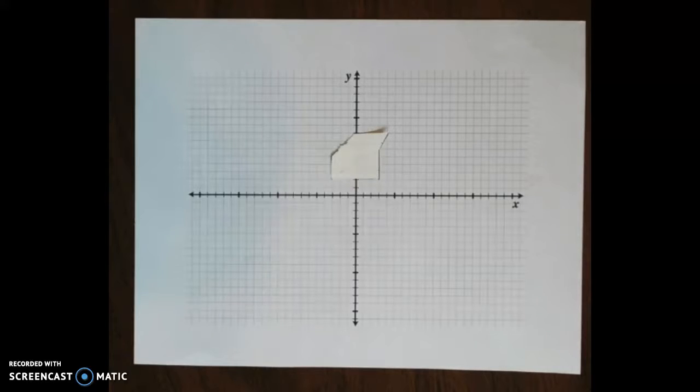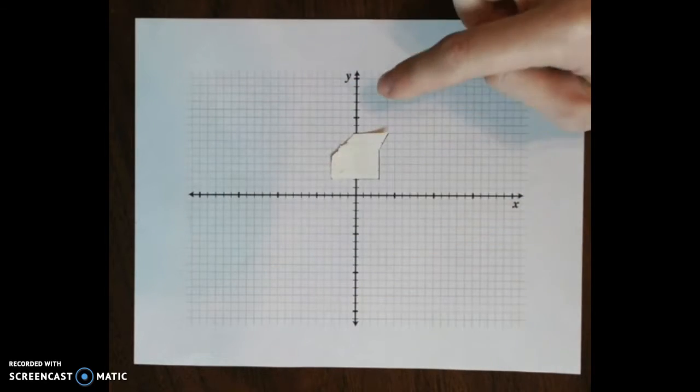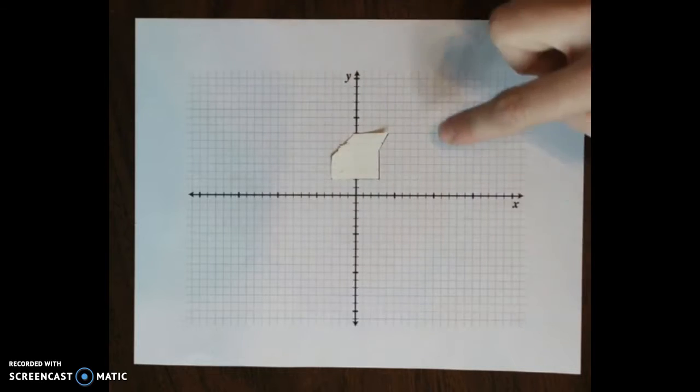Okay, so let's take a second to talk about rotations. There are two ways that you can rotate something. You can rotate it clockwise, which means it goes in the direction of a clock. Or you can go counterclockwise, which means you go the opposite direction of a clock.